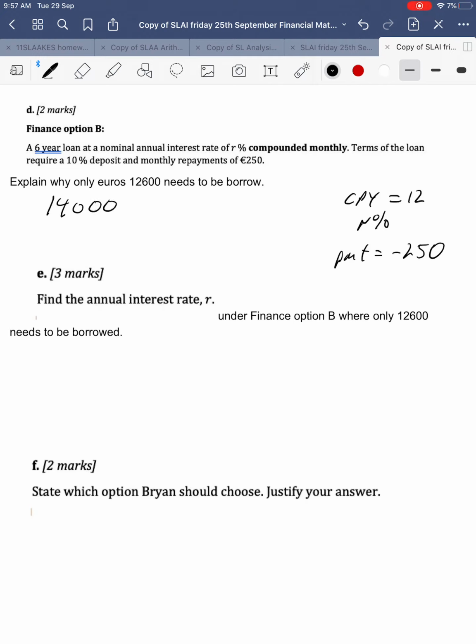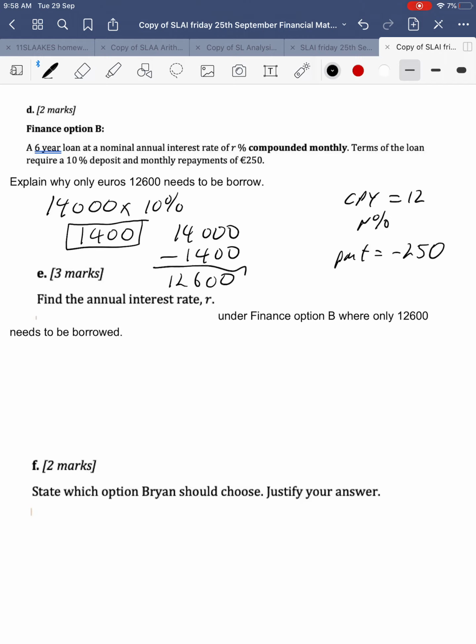Well, look, the car costs 14,000, but if we find 10%, that is 1,400. So the car company wants us to put down a deposit of 1,400. So therefore 14,000 minus 1,400 is 12,600. So this is how much we need to borrow.